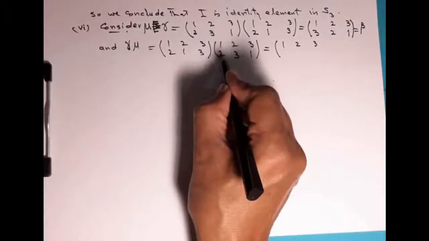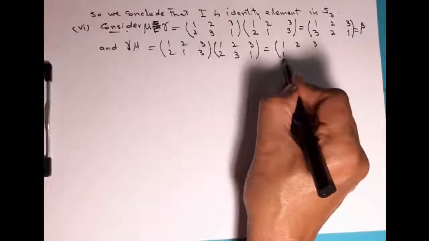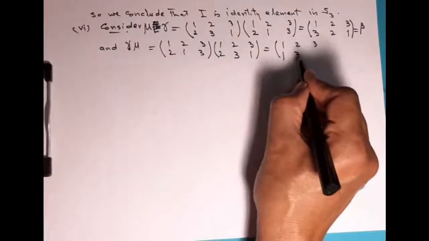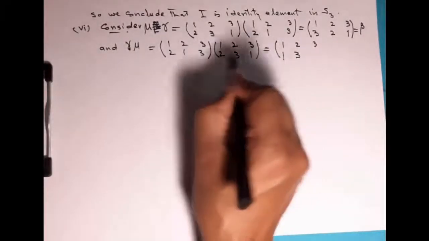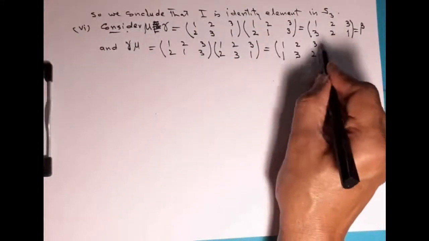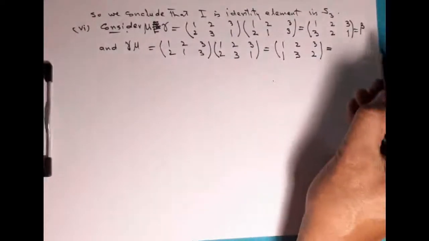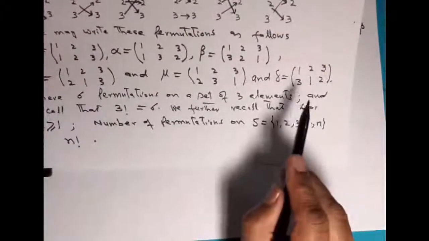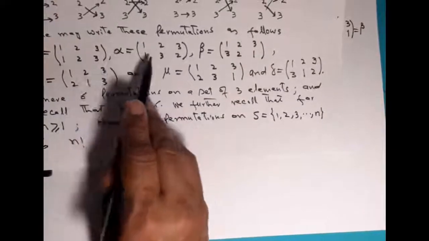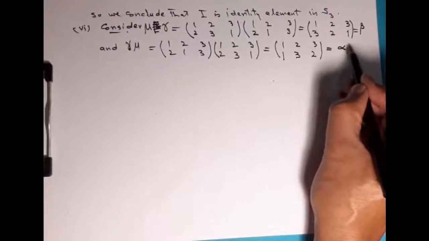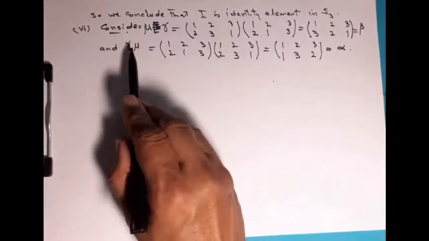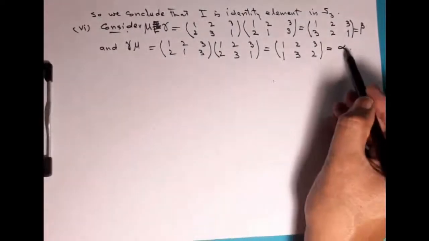1 goes to 2, 2 goes to 1, so 1 goes to 1. 2 goes to 3, 3 goes to 3, so 2 goes to 3. And 3 goes to 1, and 1 goes to 2, so 3 goes to 2. And this permutation is equal to 1, 3, 2. Let's see that. This 1, 3, 2 is alpha. So when we compose mu with gamma, we get beta. And when we compose gamma with mu, we get alpha.